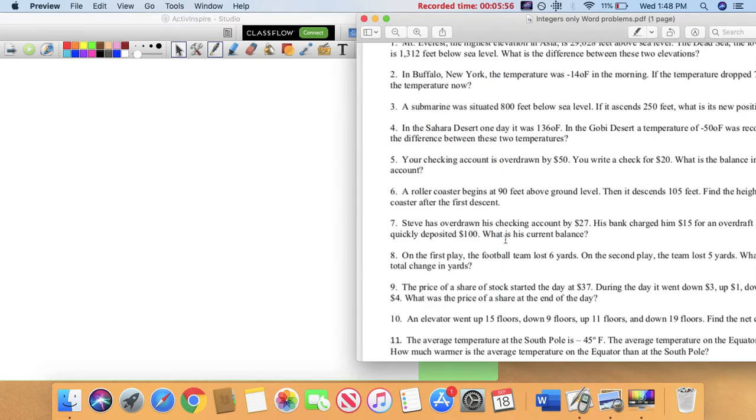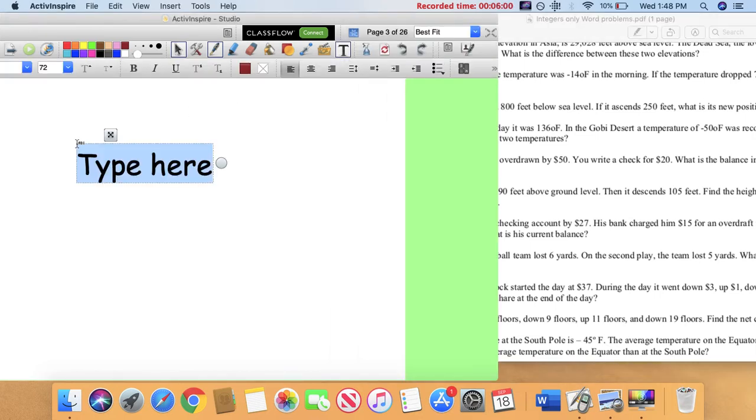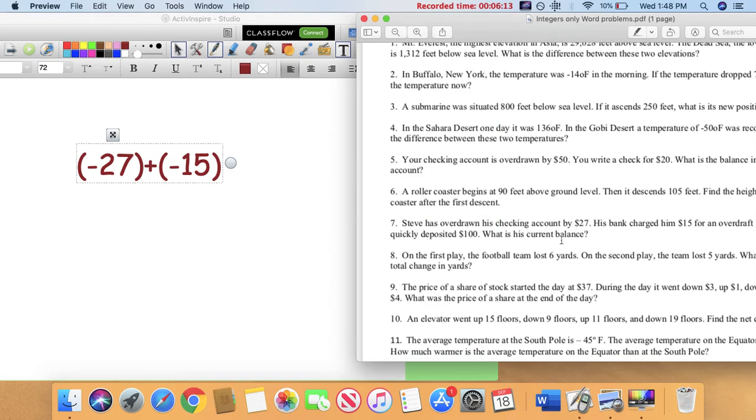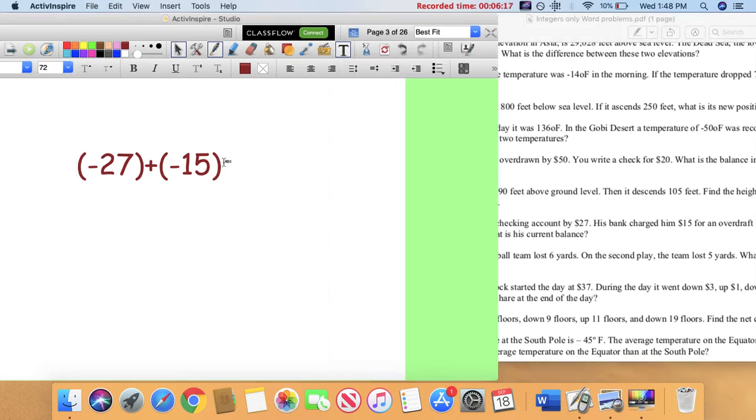Where am I? Steve has overdrawn his check. Again, another overdrawn scenario. Overdrawn means that I owe the bank 27 right now. And on top of that, the bank charged me $15. So that means I wasted another 15 because I used money I didn't have. But then he deposited $100 because he doesn't want to be in the negative. So he went to the bank and said, I'm going to put some money in my account. He put $100 in there. What does he have right now in his bank account?